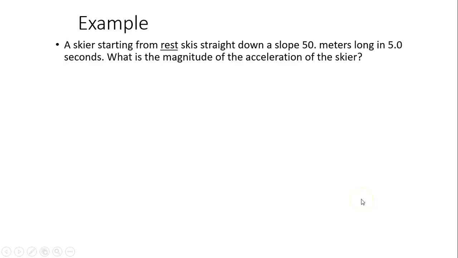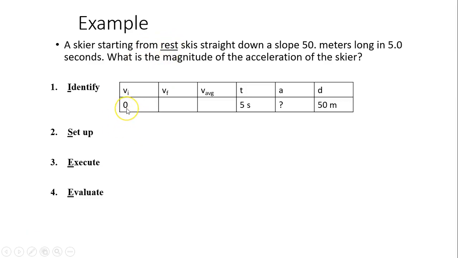Another example, a skier starts from rest and skis straight down a slope 50 meters long in 5 seconds. What is the magnitude of the acceleration of the skier? So use the process called IC, identify. Write down what you know. See this word rest? That is a key word. That means velocity equals 0. Your initial velocity is 0. We don't know the final. The next number we know is 50 meters long. That is your distance. The next number we know is 5 seconds.